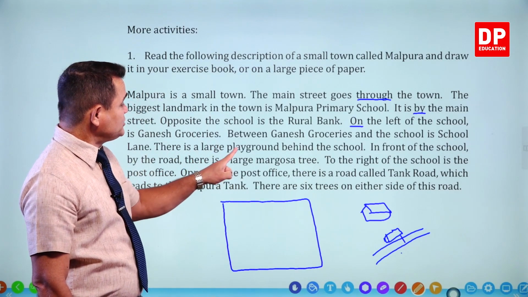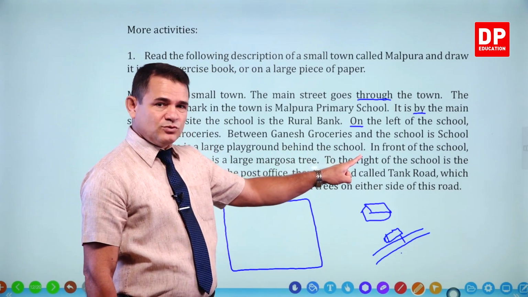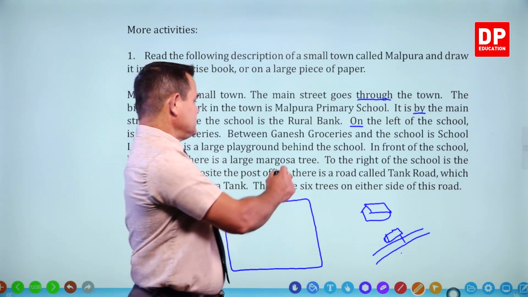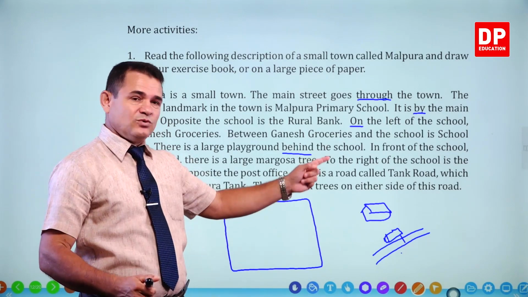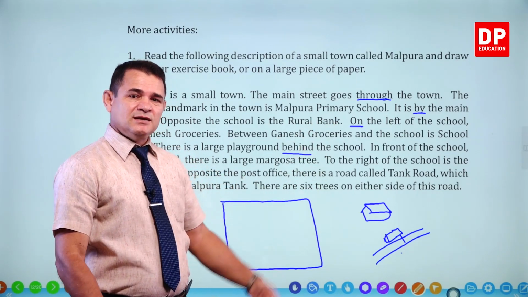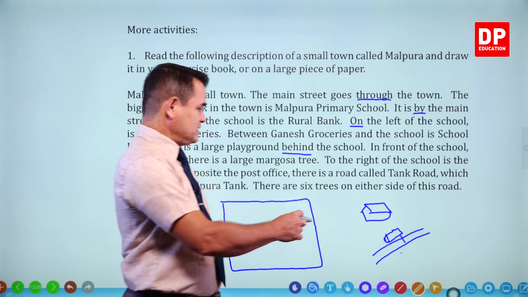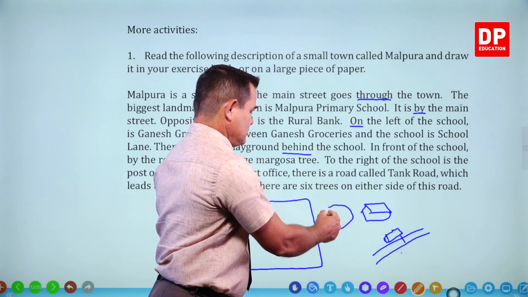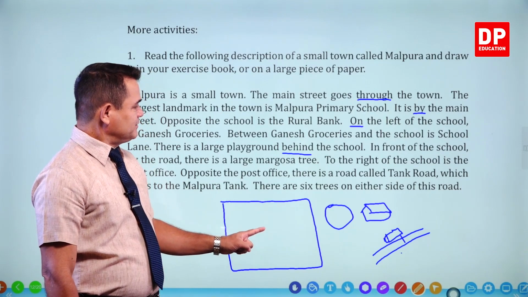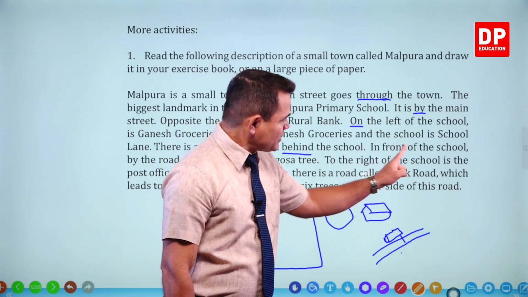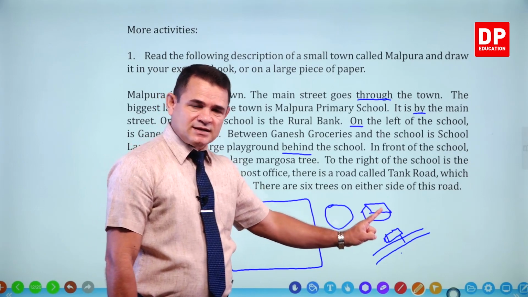There is a large playground behind the school. You know, behind. පිටිපස්සේ. Behind the school. ඉස්කෝලේට පිටිපස්සේ playground. Playground. Just නිකන් රමක් අඳින්න. Playground. So draw it. Behind the school. In front of the school. ඉස්කෝලේ ඉස්සරහා.